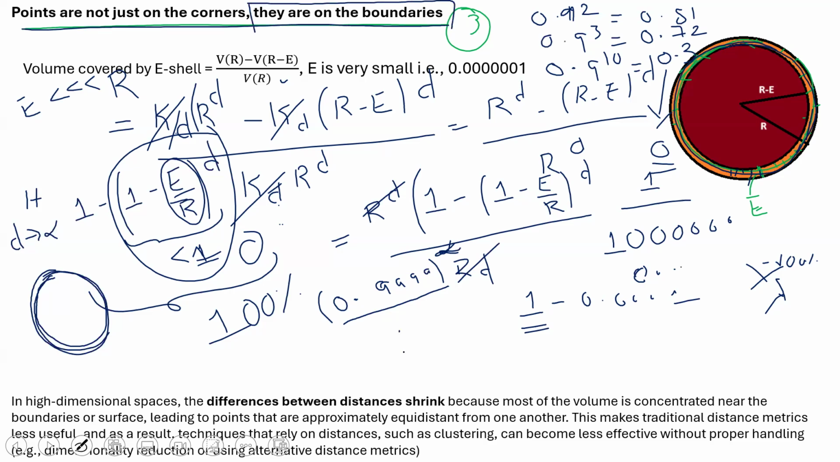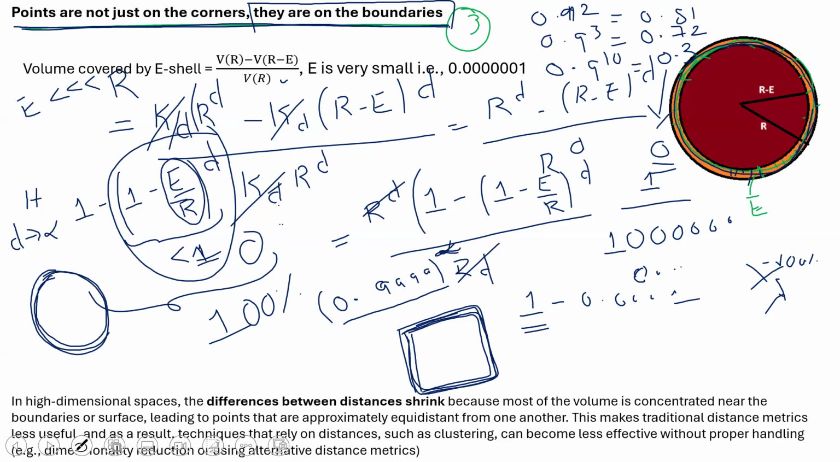You can take the square as well. Even if you take the square and subtract a square in higher dimensions, all the 100% volume will be residing in this small edge or on the surface of that particular outer square. So that is the third assumption: points are not on the corners, they are on the boundaries, mostly on the surface.